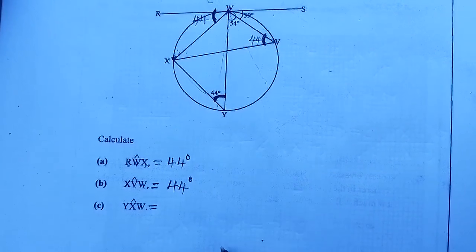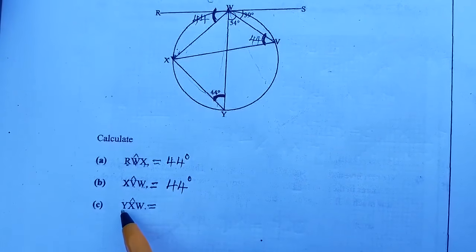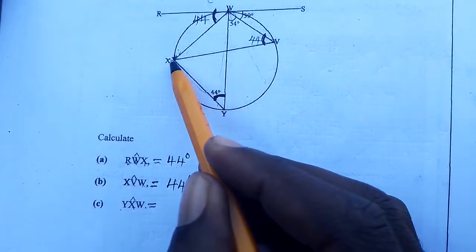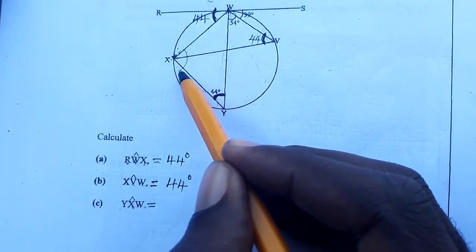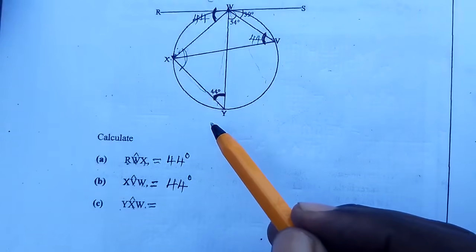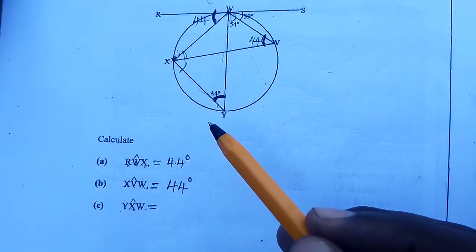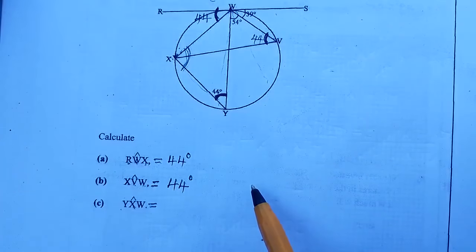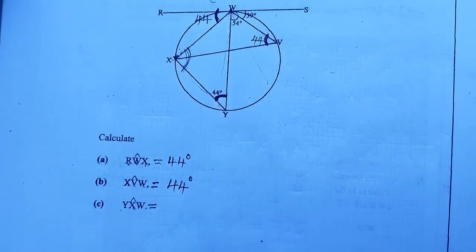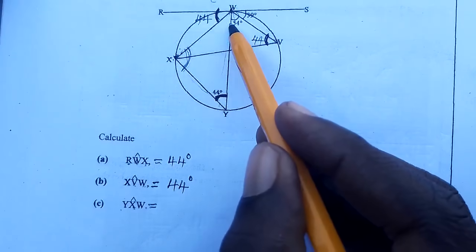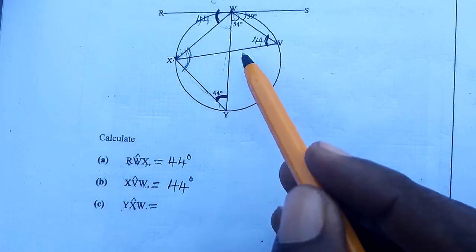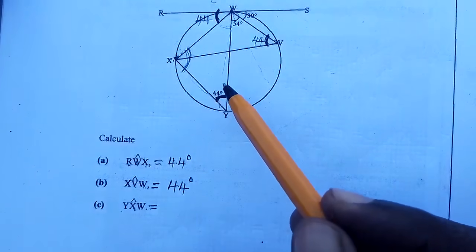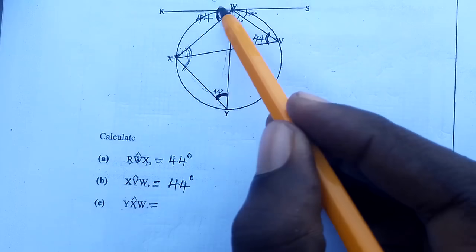After you do this, you are told to find YXW. You are told to find this one here. Have you seen? How can you work out that one now? Using the information which is given, once you find that one, then everything will be easy, because you know that angles inside the triangle add up to 180. So you can find the one that is there.